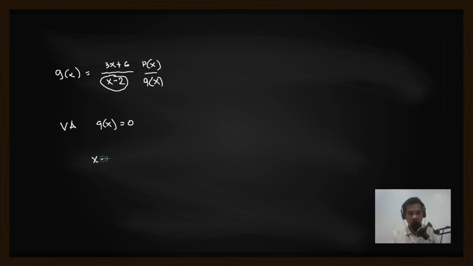So x minus 2 is equal to 0, and then solve for the value of x by simply adding both sides of the equation by positive 2, or simply transpose 2 to the other side. We have now x is equal to 2. Therefore, our vertical asymptote is at positive 2.